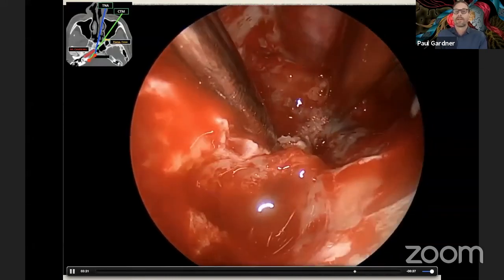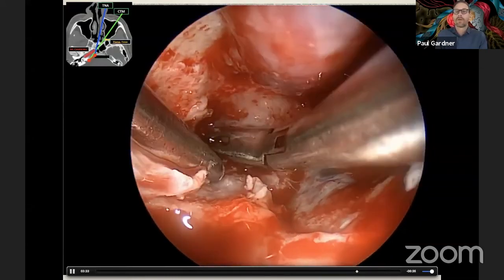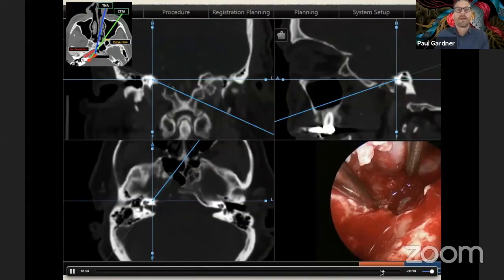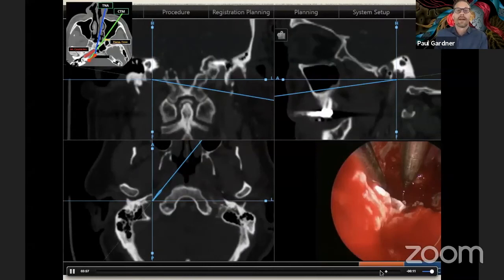So, beautiful example of how these corridors and multi-corridor surgery can really allow us better access. Here you can see all the way out to the IAC and all the way down to the jugular tubercle and jugular fossa.